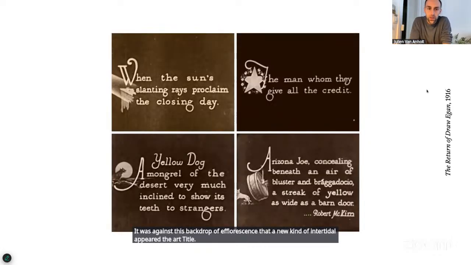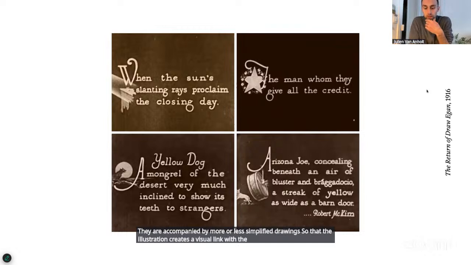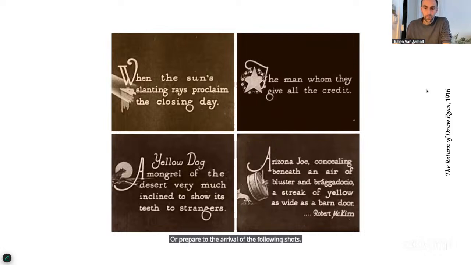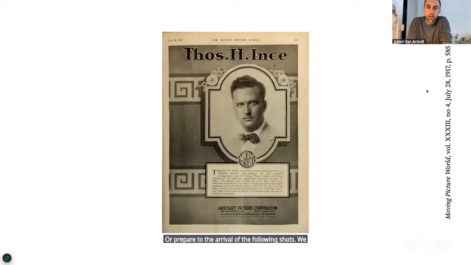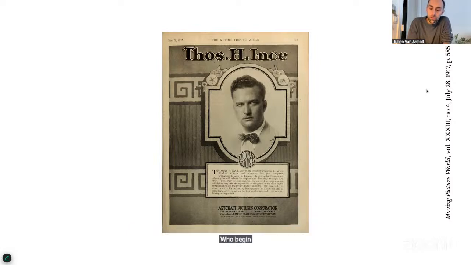On this type of card, the words are accompanied by more or less simplified drawings, so that the illustration creates a visual link with the preceding scenes or prepares for the arrival of the following shots. We owe these artistic titles to Hollywood producer Thomas H. Ince, who began advertising his invention widely in newspapers in 1915.